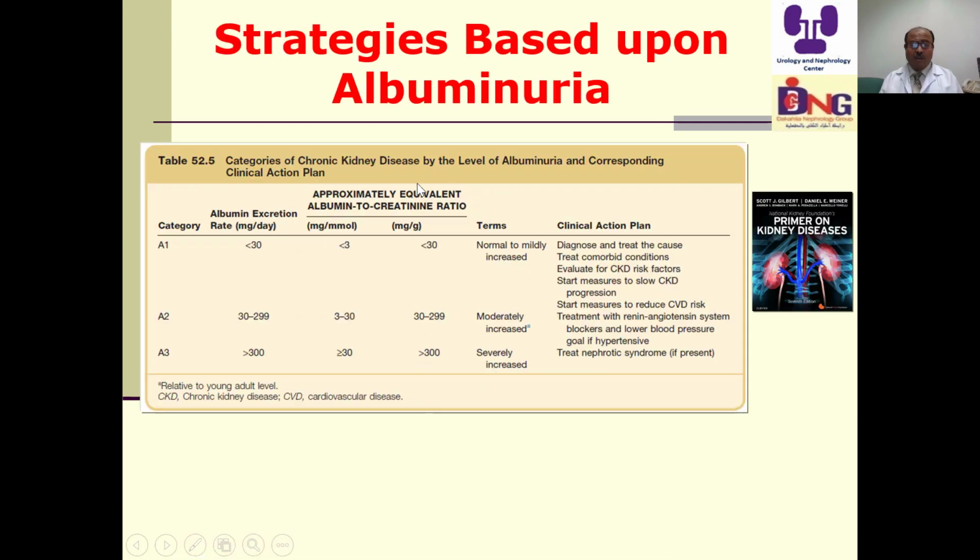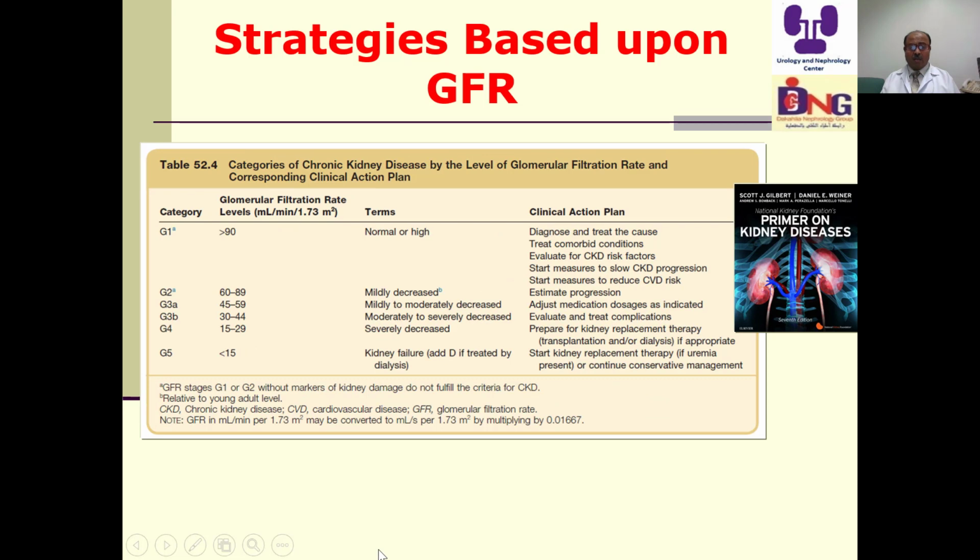So this is the risk of albuminuria. If you have albuminuria, if we are here in A1, diagnose and treat the cause, treat comorbid conditions. So this is the secret why the definition is important, because it unifies our approach. If we are in the early stages, it's better to address risk factors to reduce progression and to follow a healthy lifestyle. If we are here, we may use antihypertensive medications. If we are here, we can expect that the patient is nephrotic, treat nephrotic accordingly.